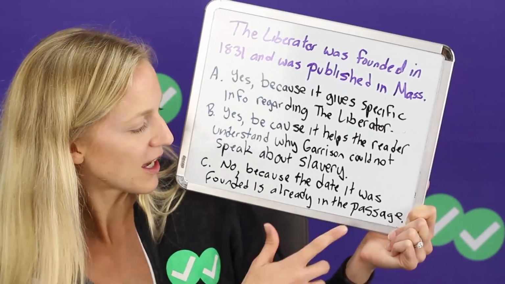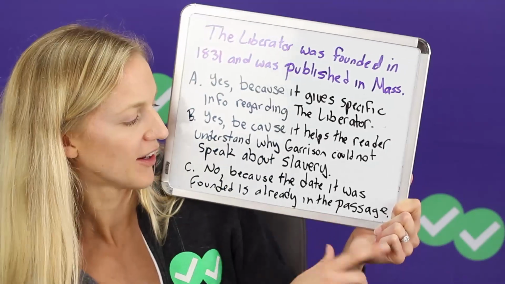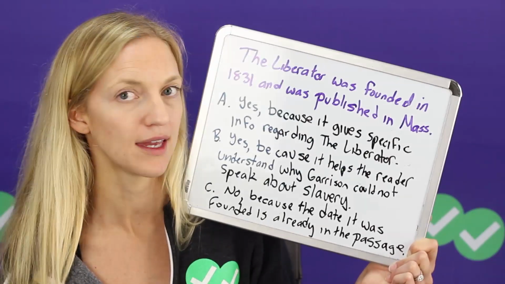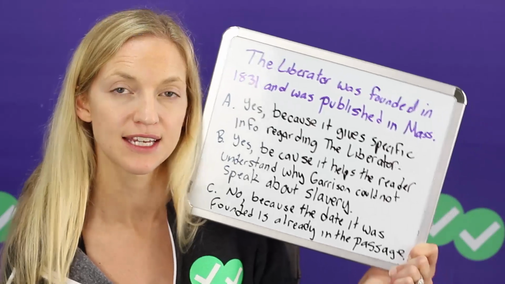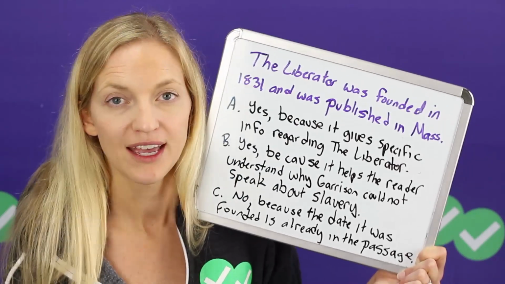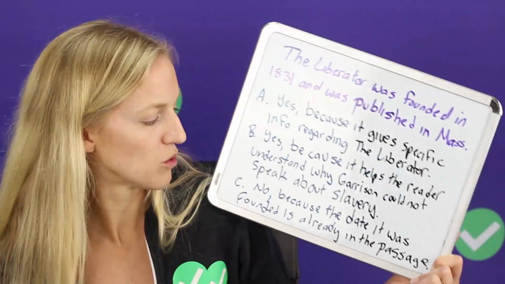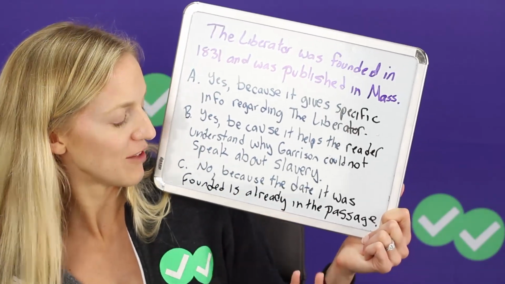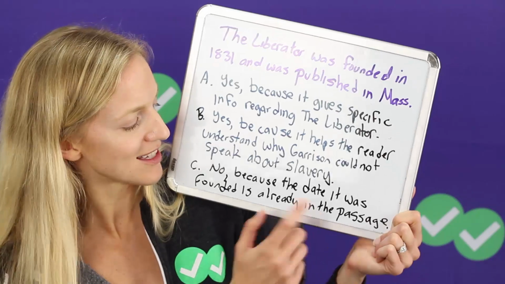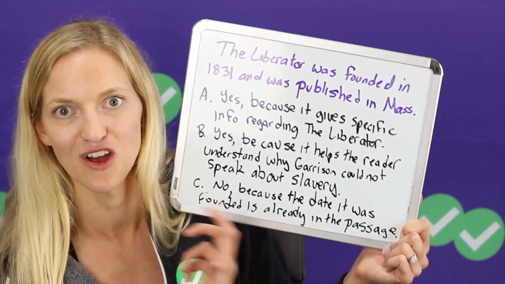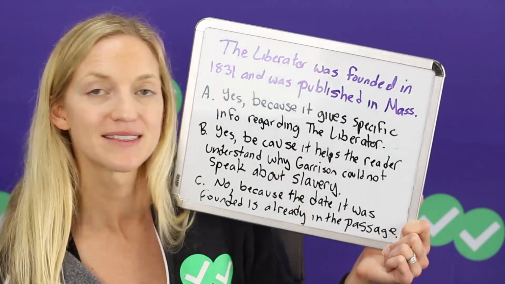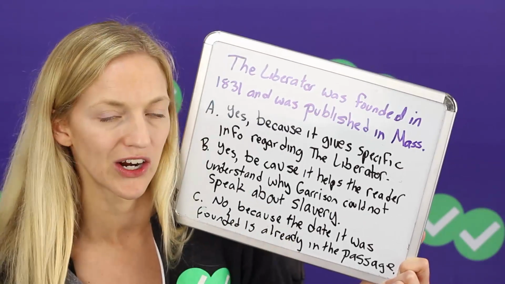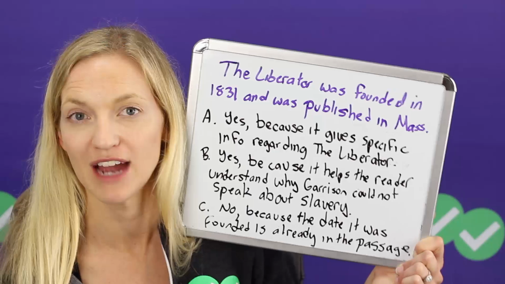So C, because the date it was founded is already in the passage. Now, in this case, we are referring to the rest of the passage, so you would need to scan back and see if it gives a date that the Liberator was founded, and if it does, then you would not want to eliminate this because of that. But then, if it doesn't give it there, then you can make a decision. In this case, you would need to look at the no or the yes, but you've already made some eliminations about things you can eliminate and not even consider. So make some eliminations based on the rationale first.